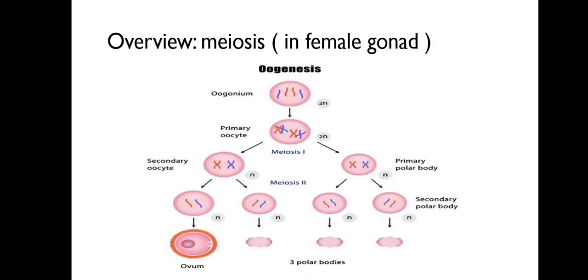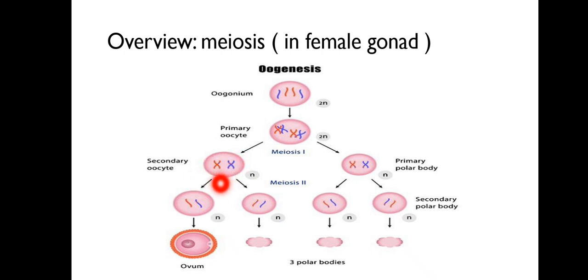Alright. So this is the overview that we're talking about. You had oogonia here. Remember, oogonia undergo mitosis to form more oogonia, and then an oogonium differentiates into what? The primary oocyte. This primary oocyte undergoes meiosis 1 and forms the secondary oocyte. You can see there is a reduction in the number of chromosomes. The primary oocyte has 2n, 46 chromosomes, but the secondary oocyte has 1n, the haploid number, or 23 chromosomes.